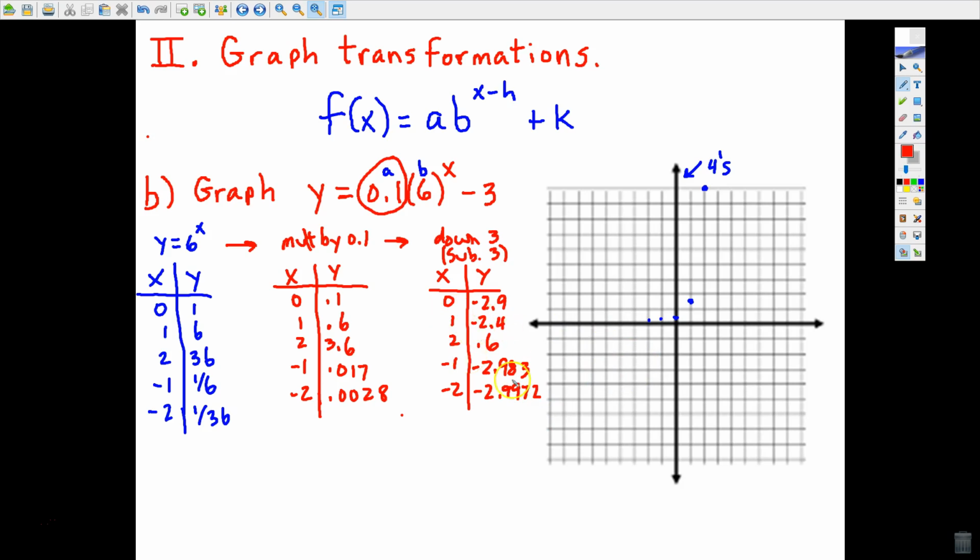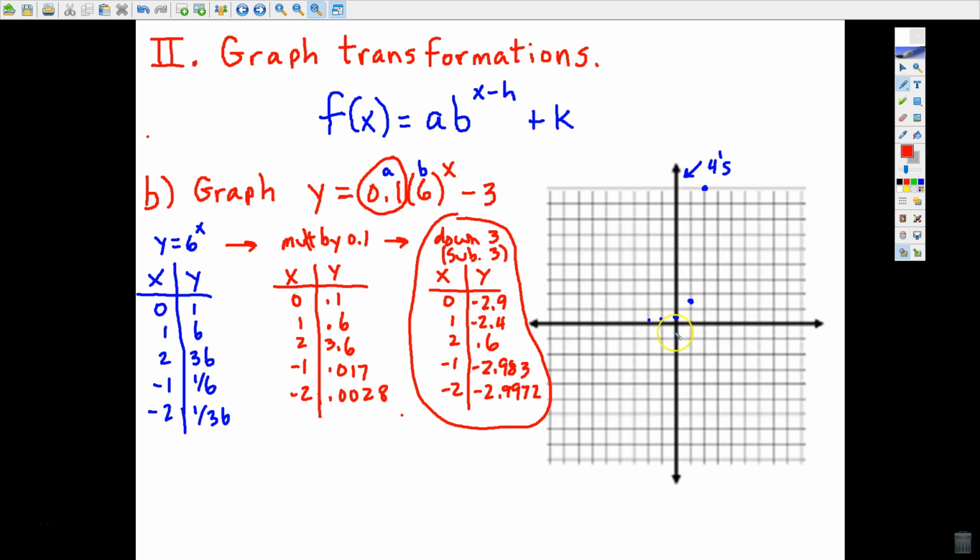Alright, so let's plot these. Or if you want, you can take each of these and do your best to shift them down 3, but then it makes it tough to multiply the y by 0.1. So I think in this case it's just easier to plot these 5 points that we have in this table, and once those points are plotted, that will be the graph of our answer.